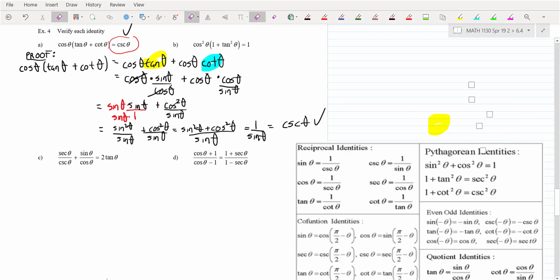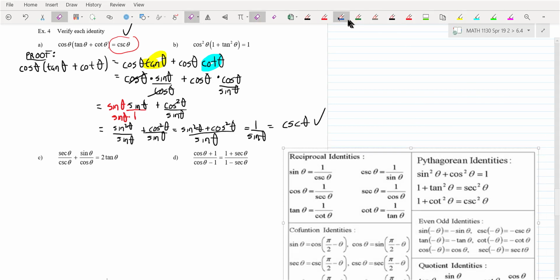Okay. All right, let me do this next one here. I'm going to do this kind of at the side here. You may have to squeeze this in. Sometimes these proofs are 2 steps.